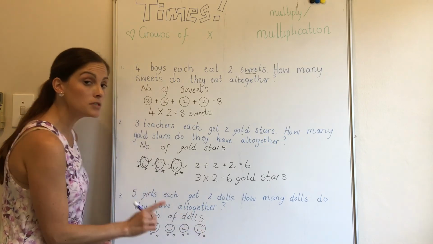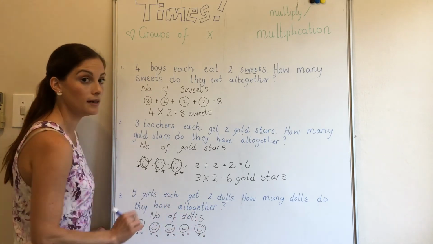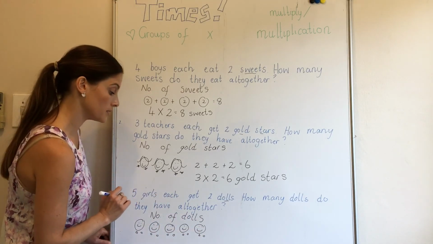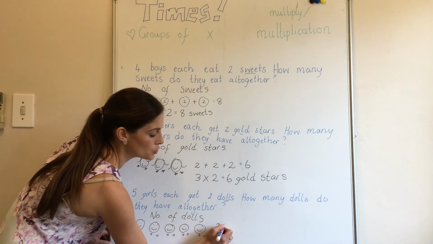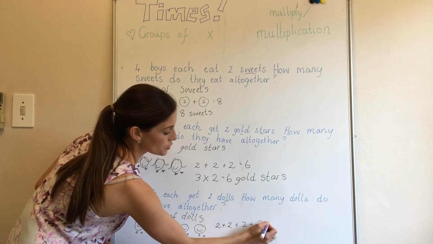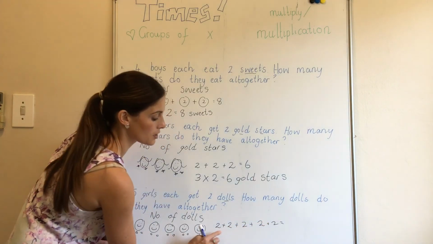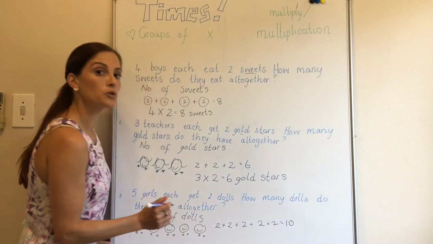And they're each getting 2 dolls. I'm just going to draw little circles here for the dolls. So you can count 1, 2, 3, 4, 5, 6, 7, 8, 9, 10. Or you can go and do a little sum now. So you can say that is the same as 2 plus 2 plus 2 plus 2 plus 2. And you can count 2, 4, 6, 8, 10. Then you can go and do your time sum.